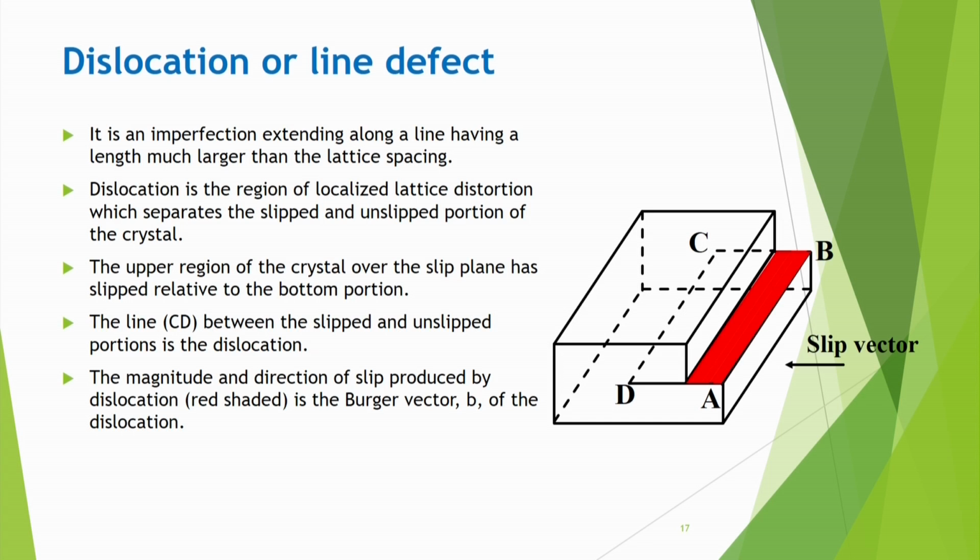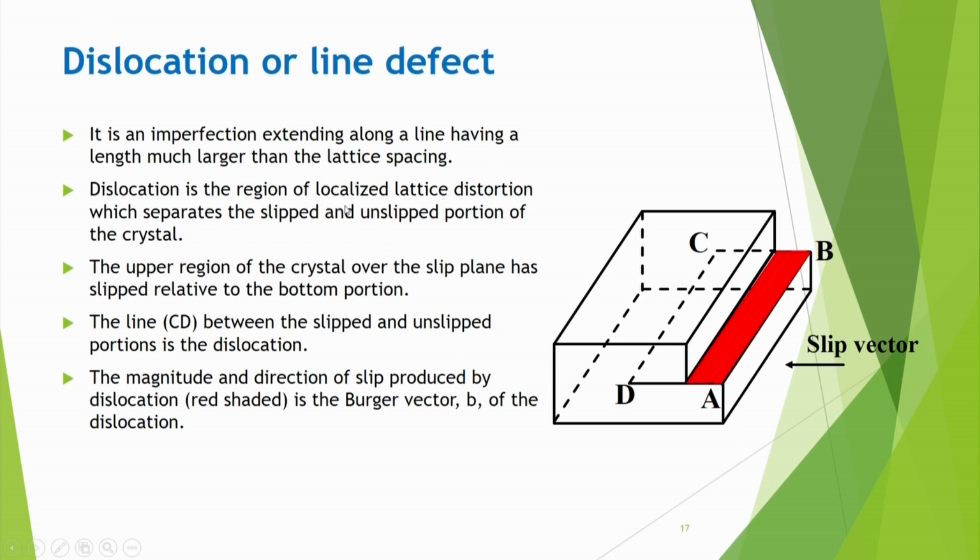Now we come to dislocation. These were phenomenological models. Now I am going to explain something about dislocation-based models. I will just give the basic concept. In the course on material science, you will study dislocations in detail. Dislocations are line defects. Basically, a dislocation is an imperfection extending along a line having a length much larger than the lattice spacing. You know that one unit cell is an arrangement of the crystal, that is the lattice.